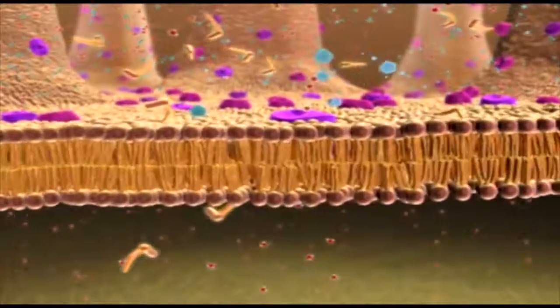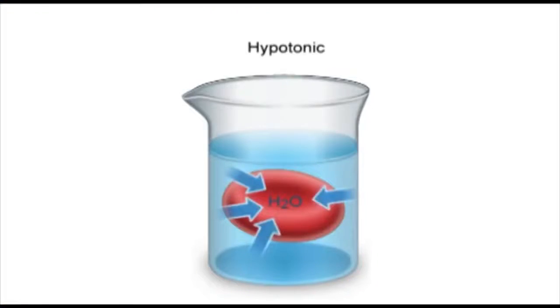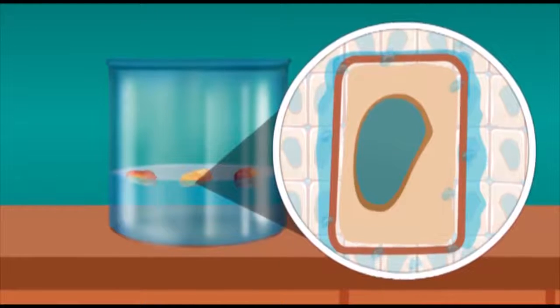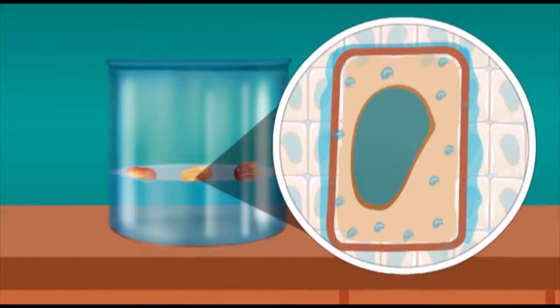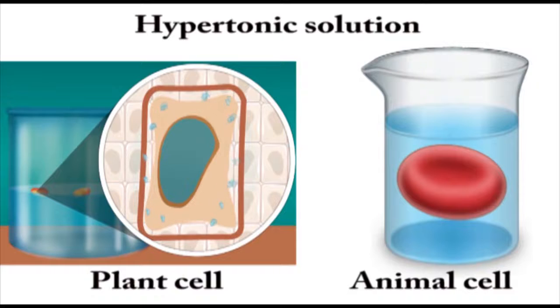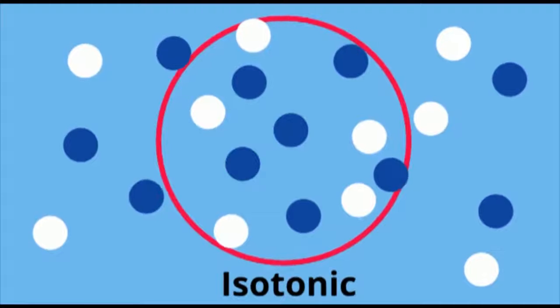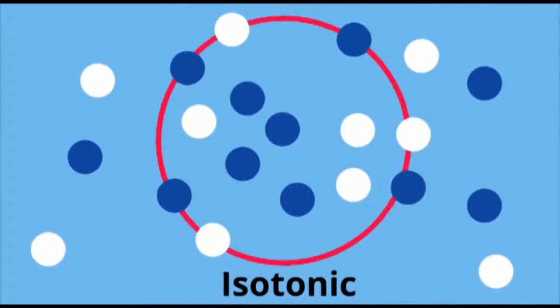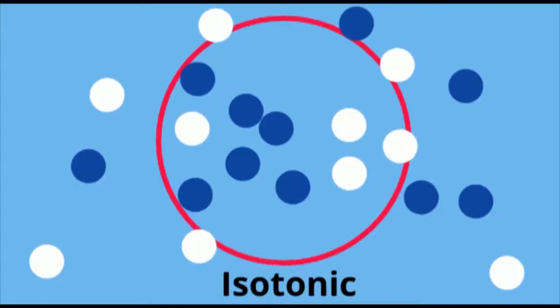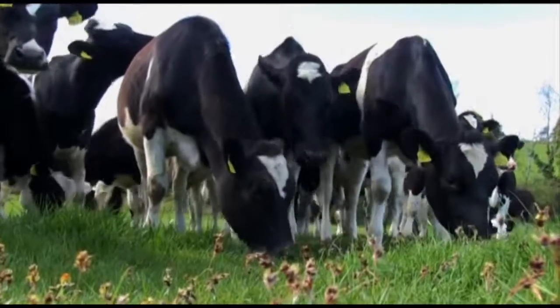Cell's environment can be hypotonic, hypertonic, or isotonic to the cell. If an animal cell is placed in hypotonic solution, it bursts. On the other hand, if a plant cell is immersed in hypotonic solution, it becomes turgid. If cell is immersed in hypertonic solution, the cell loses water. If cells are surrounded by an isotonic solution, there is no net movement of water into and out of the cell. In general, the different types of solutions have their own importance to the continuation of life on Earth.